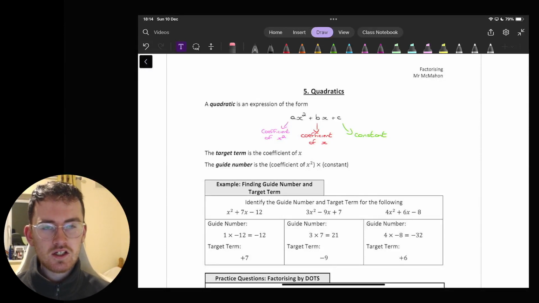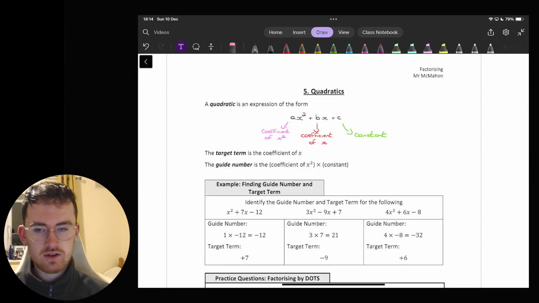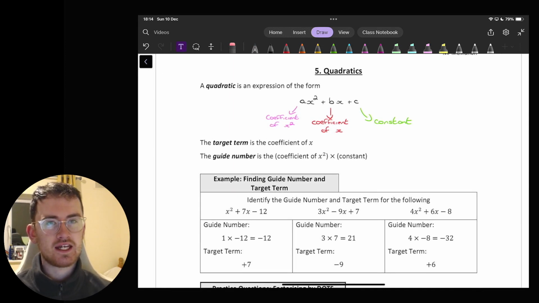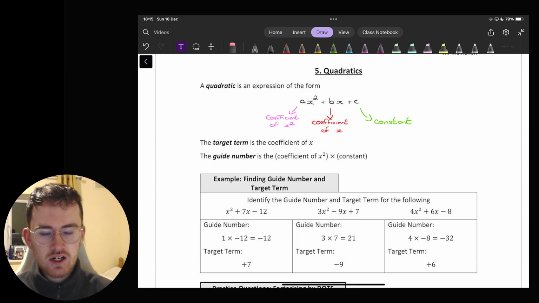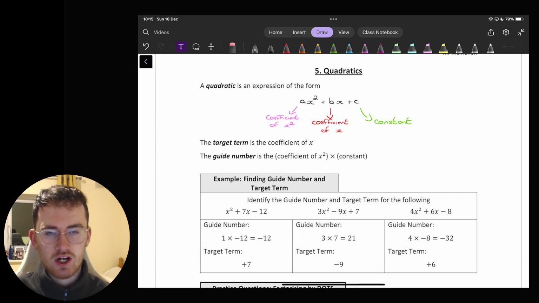Okay, so we're going to get stuck into some quadratics and finish off our factorizing here. So we're going to look at factorizing quadratics. We should hopefully know the general idea of what a quadratic is. A quadratic is an expression of this form. So it usually has an x squared, an x part, and a number part. So that's our distinctive way of recognizing a quadratic.